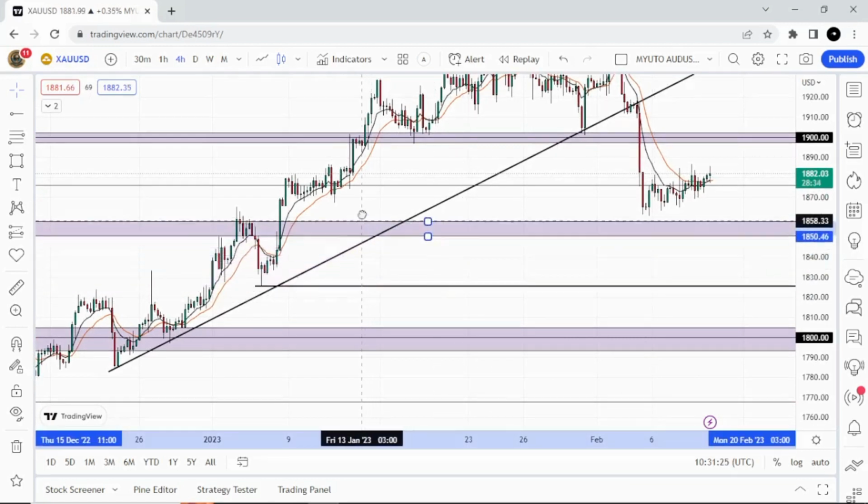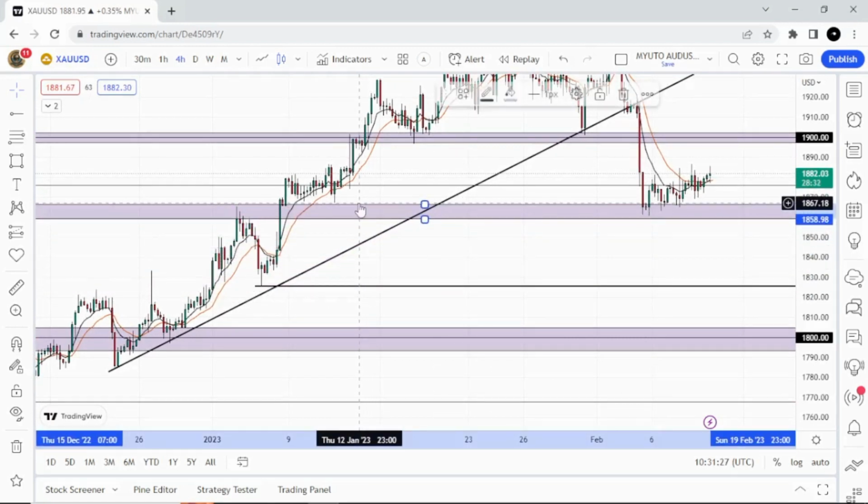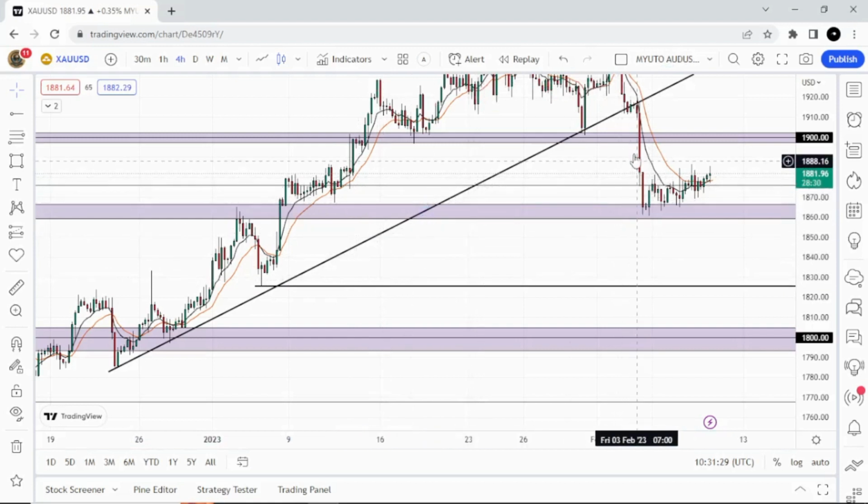So I already had this level marked out here, and price came to this level, bounced off our key level 1860. You can see price just wicked to 1860 and began to make a retracement.